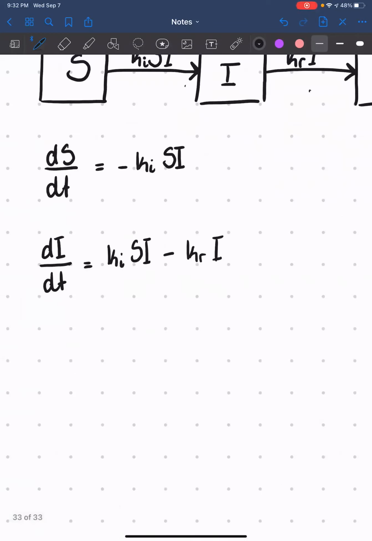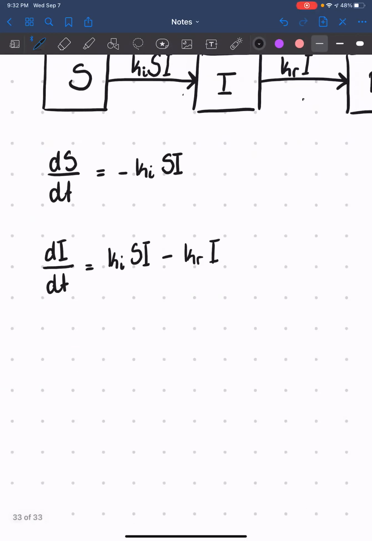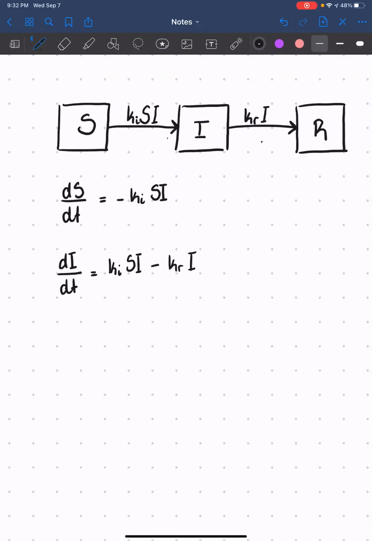And then we just have one last equation to write. Let me zoom it out so you can see the whole thing. It's going to be the rate of change of the number of recovered people over time. And that will be dR/dt, and that will increase at that rate Kr I, because we only have one arrow going into the box for R.